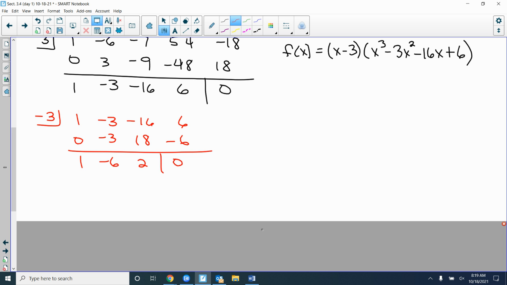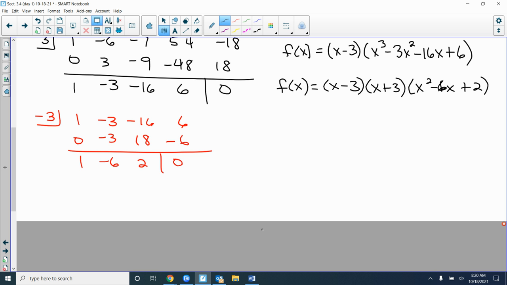Okay, so now that's another root. And then if it's a root of the depressed polynomial, it's a root of the original one. So now this becomes x minus 3. If negative 3 works, then x plus 3 works. And now I got x squared minus 6x plus 2. Everybody see where we're at with this one? You have to keep chipping it away until you get it down to a quadratic.